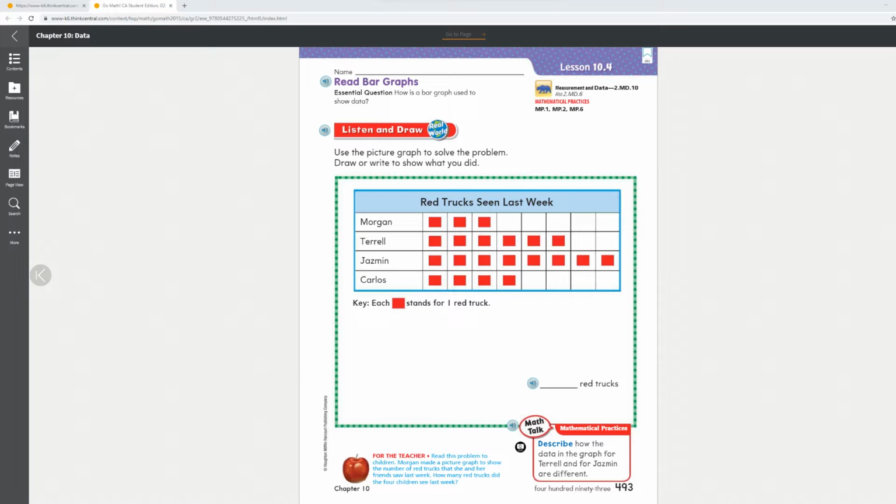In this video, we will be going over Chapter 10, Section 4. Let's begin on page 493. Read bar graphs. How is a bar graph used to show data?